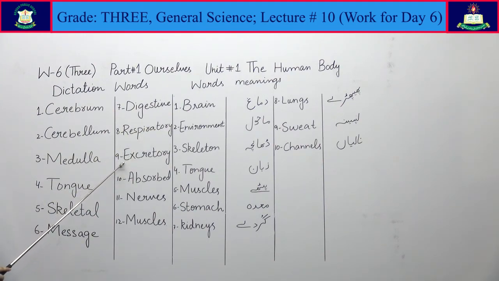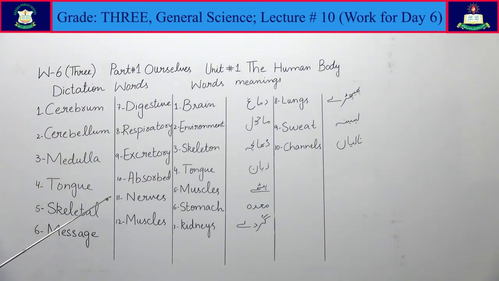Next is excretory. EX, CRE, cree. TORY, tree. Excretory. 10 is absorbed. AB, ab. SORBED, absorbed. 11th is nerves. N-E-R-V-E-S, nerves. Muscles. M-U-S-C-L-E-S, muscles.